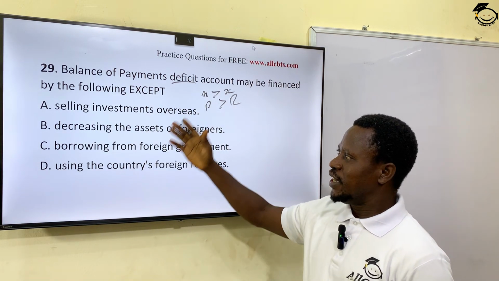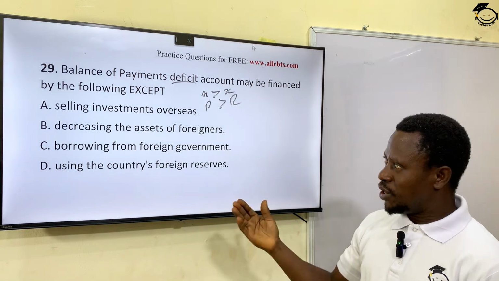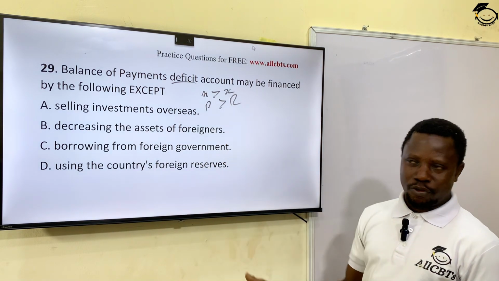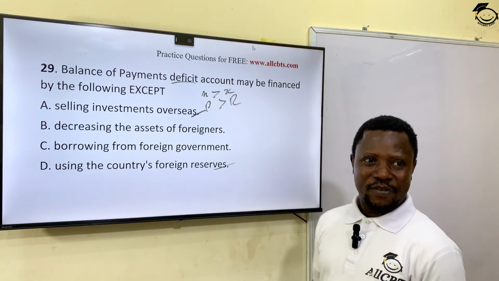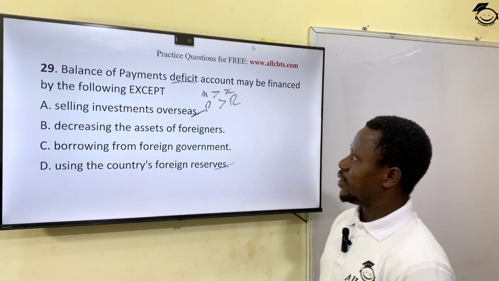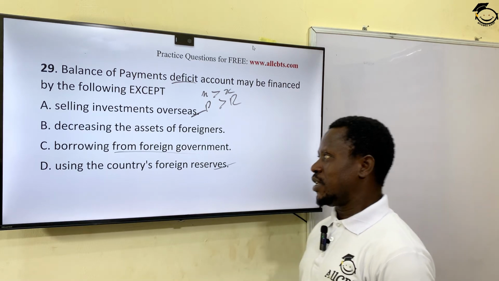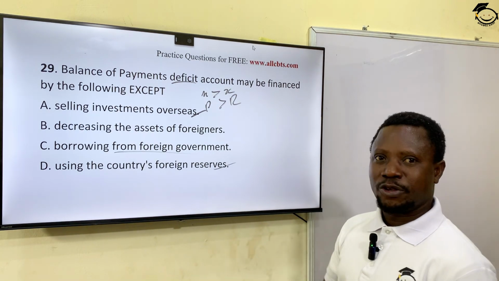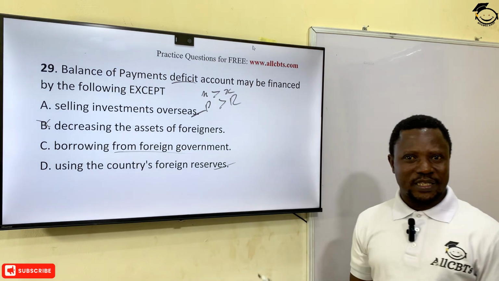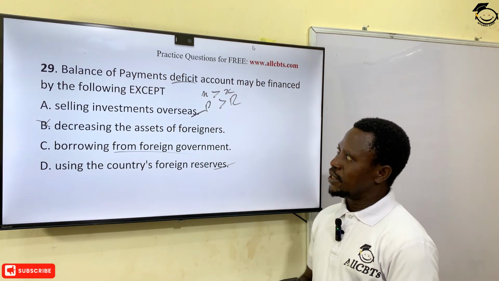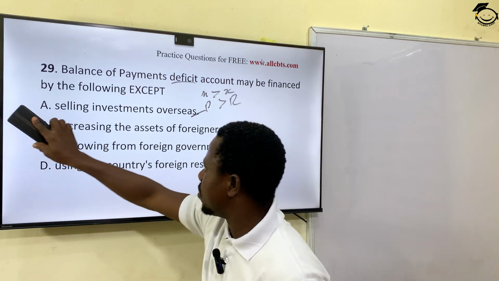I can answer this question because this is happening in Nigeria right now. Both the Buhari government and the current Tinubu government are applying this to solve Nigerian problems. They are selling our overseas investment. They use our foreign reserve also to settle our debts, to reduce deficit. They are also continuing borrowing from foreign governments, and also from the IMF, International Monetary Fund, and from the IBRD, the World Bank. But option B is wrong. You can't decrease the asset of foreigners. It has no business or basis with your own deficit. So option B is not part of what you need to use to resolve your deficit. B is the correct answer.